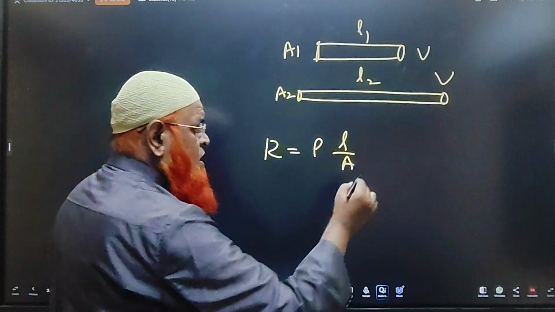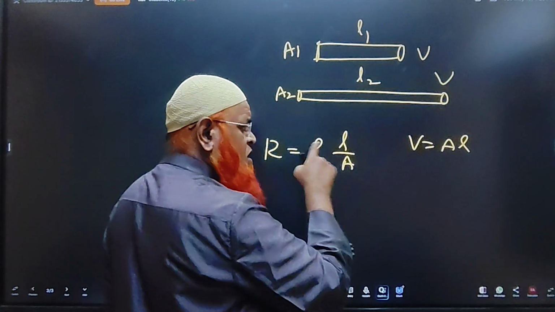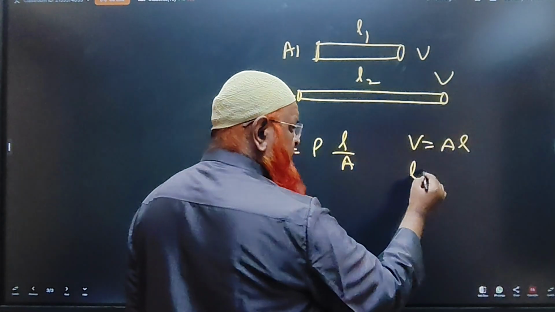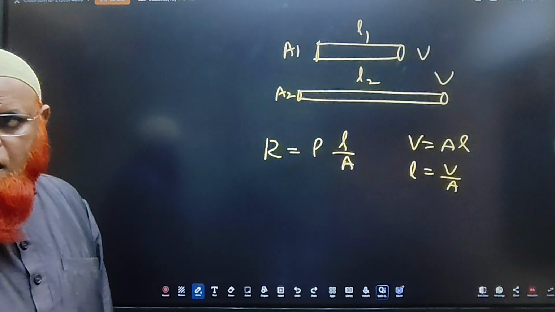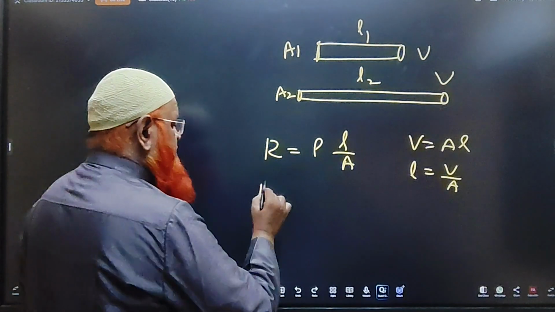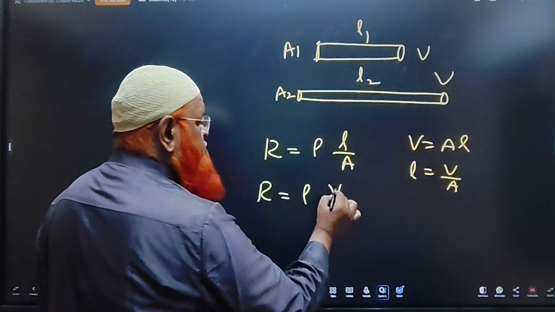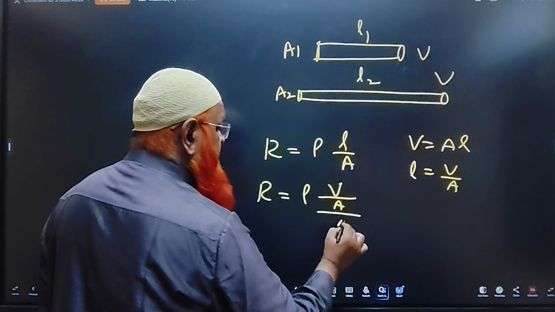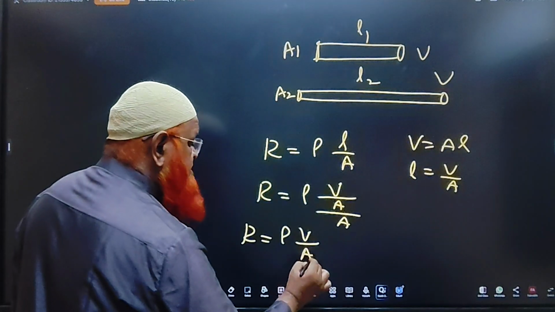So what I am going to do, volume is equal to area into length. And I don't want length, I should replace length now. Length can be taken as volume by area. So therefore resistance is equal to rho, L means what will you write, V by A divided by A. So resistance is going to become rho V by A square.